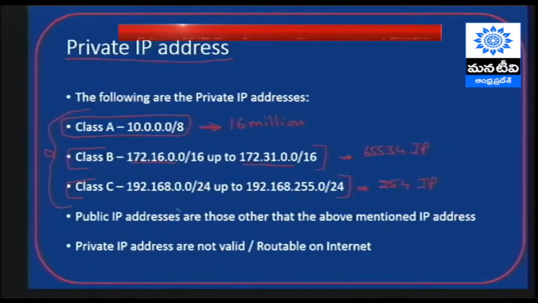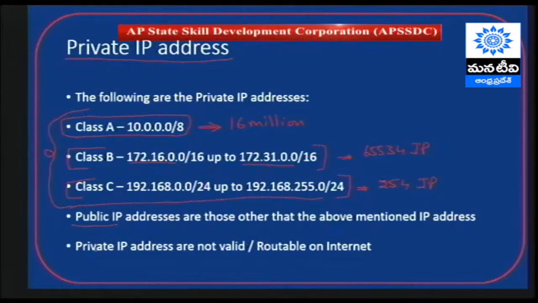And the important rule is that the public IP addresses are those other than what is mentioned here in class A, B and C. They are called public IP addresses, and we cannot use private IP addresses to access internet. This means when your computer has a private IP address, we cannot access internet. So that is the important rule in IPv4 addresses. If you want to access internet, we must have a public IP address. Private IP addresses are free and they are listed here. Any organization can make use of these private IP addresses.